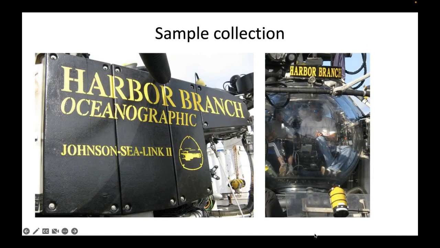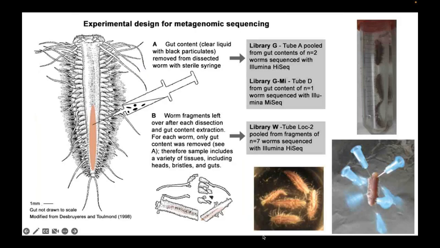So the ice worm samples were collected in a research cruise in 2009, and they were collected with a submersible named Johnson Sea Link 2, which was operated by the Harbor Branch Oceanographic Institute. And Kelly and Luke from AOML went on this cruise and were on the submersible. And after the samples were collected, they were brought on board the research vessel for processing.